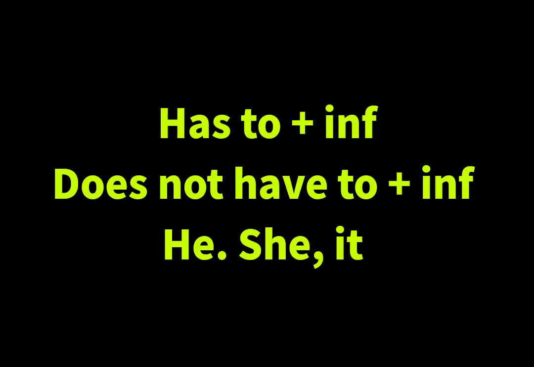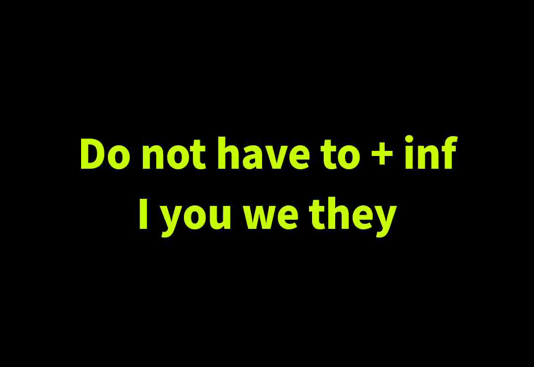What about this one? Has to. So has comes with he or she or it. So when you change it into negative, what do you use? You use don't or doesn't. Doesn't. So he doesn't have to. Use doesn't have to plus the infinitive. Don't have to or doesn't have to. Don't have to comes with I, you, we, and they. But doesn't have to takes he or she or it.